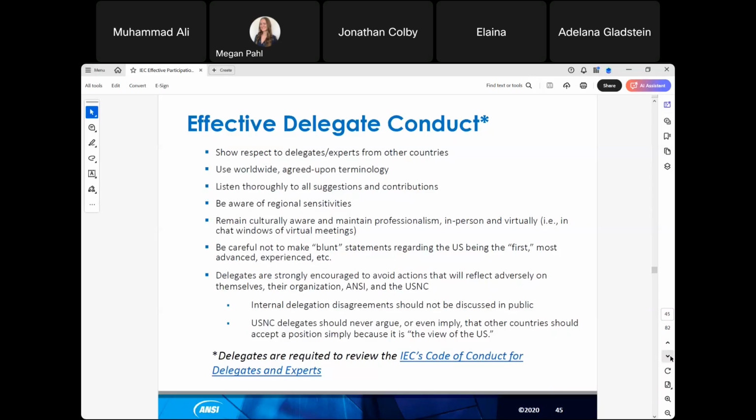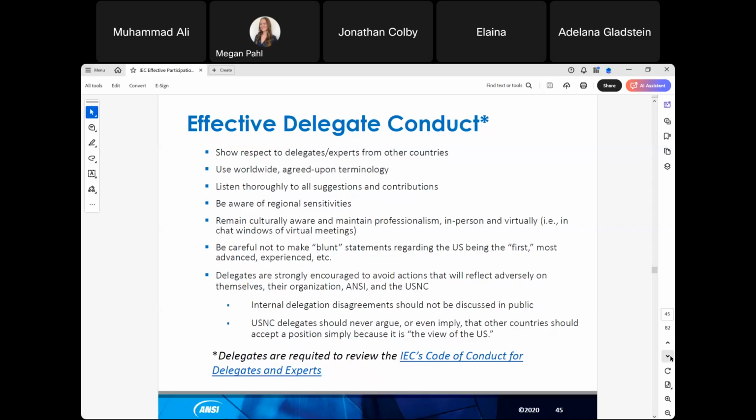Be sure that your terminology is correct while you're speaking and while you're listening, using those worldwide terminologies that have been agreed upon. Listen to everybody's suggestions and their contributions, and be aware of any sensitivities in the region that you're at or with the people that you're working with.